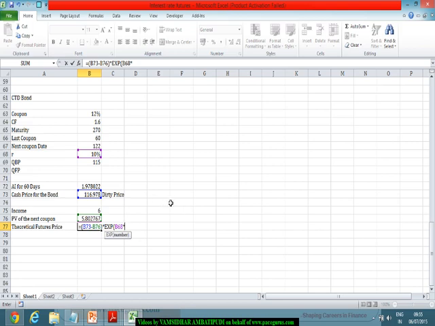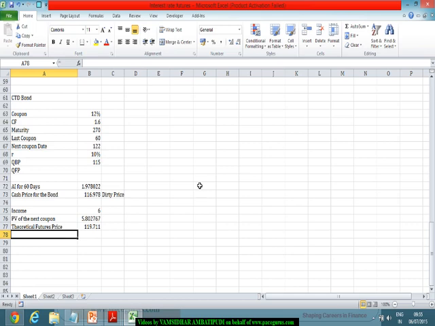T, how many more days? 270 days is the expiry. So I'll take it 270 by 365. Working out the theoretical futures price, it works out to 119.711. So this should be the futures price.